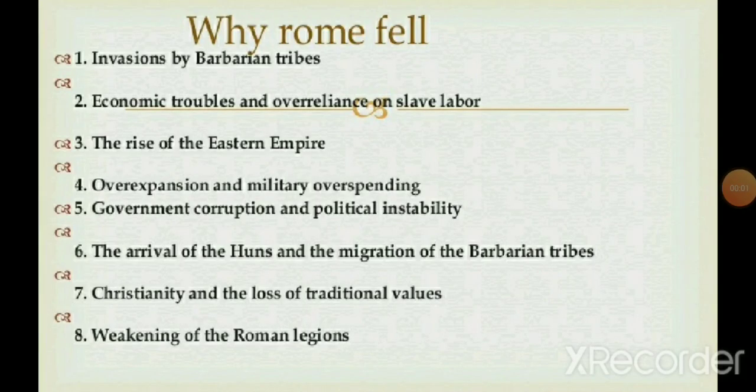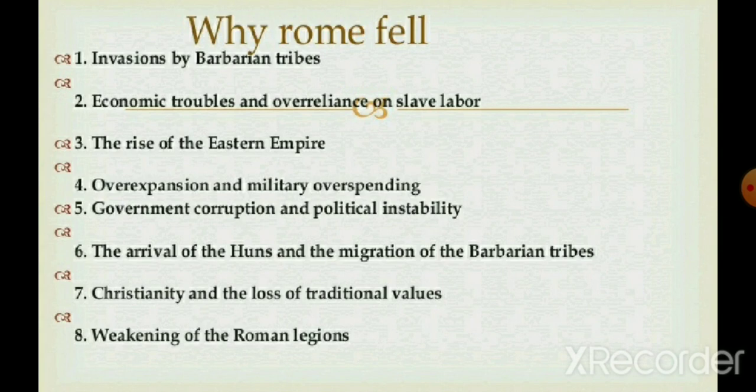Winding it up into small points, these are the reasons behind the fall of Rome. The first one is invasions by barbarian tribes. Second is economic troubles and over-reliance on slave labor. The third is the rise of the Eastern Empire. Fourth, over expansion and military overspending.